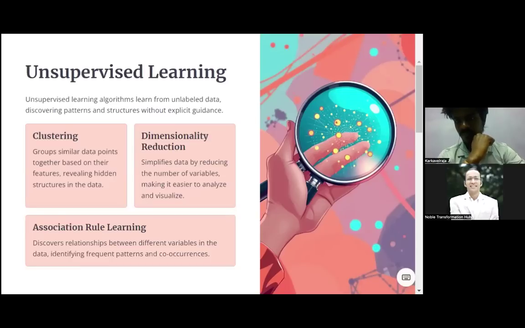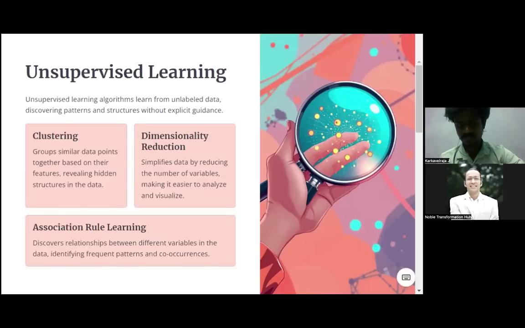Discovering the patterns and structures without explicit guidance. So this is the difference. Unsupervised learning learns from the unlabeled data. This is how you can remember. And supervised learning learns from the labeled data. Okay.